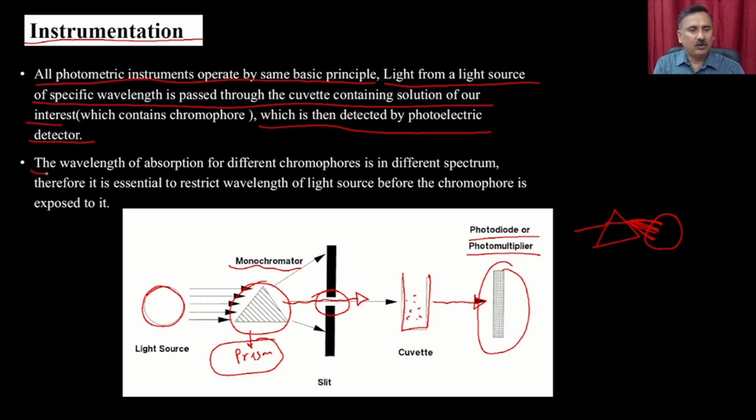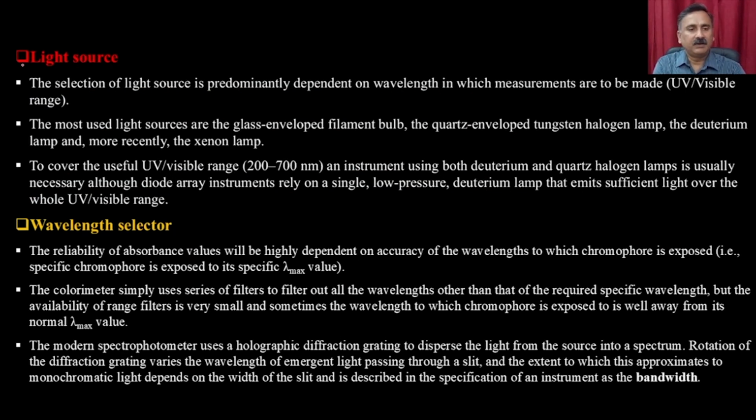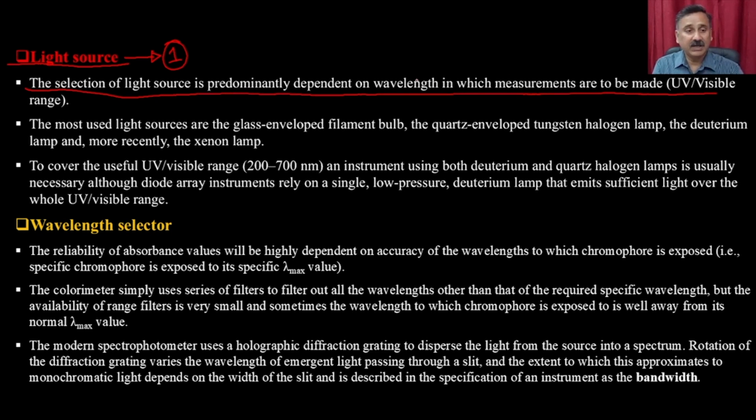The wavelength of the absorption for different chromophores is different, right? And therefore, it is essential to restrict the wavelength of the light source before the chromophore is exposed to it. Now, we will discuss the different components. So, the first component is the light source, right? The selection of the light source predominantly depends on the wavelength in which the measurements are to be made. So, either the UV range or the visible range.